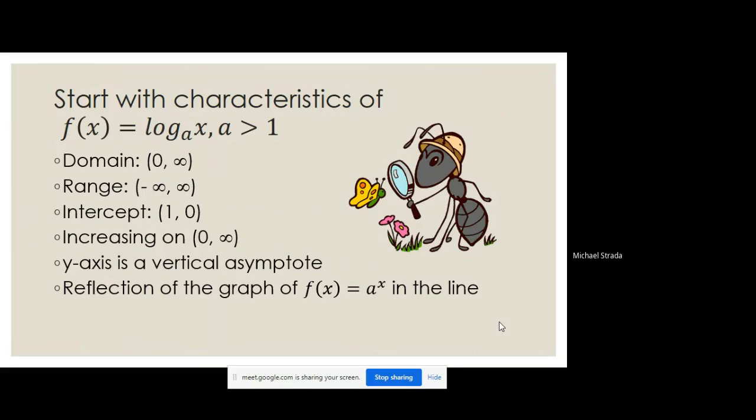The domain is all 0 to infinity, or x greater than 0. The range is negative infinity to infinity. The intercept's at (1, 0). Increasing on 0 to infinity. The y-axis is the vertical asymptote, and it's the reflection of the graph of y equals a to the x in the line y equals x.